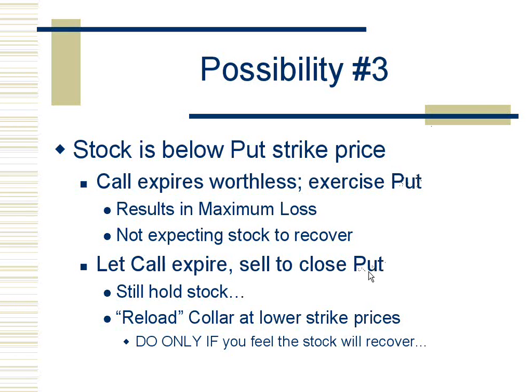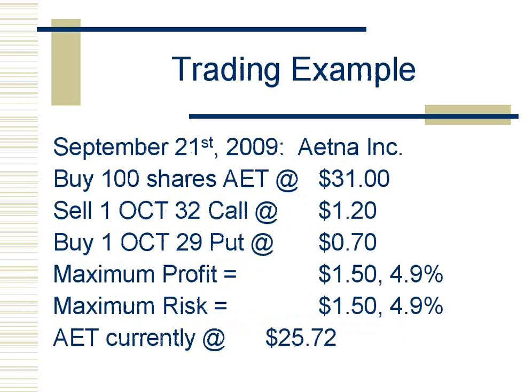Now, another choice, if we do expect the stock to move up, again, we can let the call expire just like we showed, but now the put has intrinsic value, all right? So now we can sell to close the put, get that intrinsic value back since the stock's trading below our put strike price. We still hold the stock, but now we can reload the collar. We would only do this if we felt that the stock was going to recover. All right?